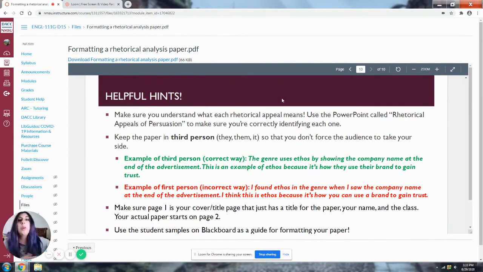So helpful hints. Make sure you understand what each rhetorical appeal means. If you need my help, stop by office hours. I can help you with that. Use that PowerPoint that we are examining this week to make sure you're correctly identifying each one.